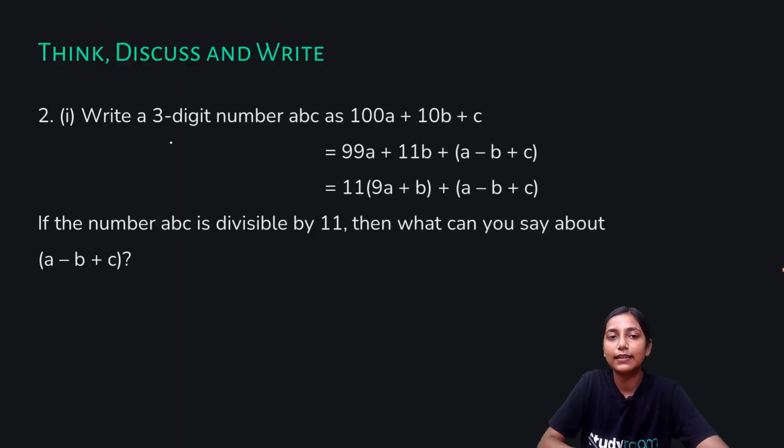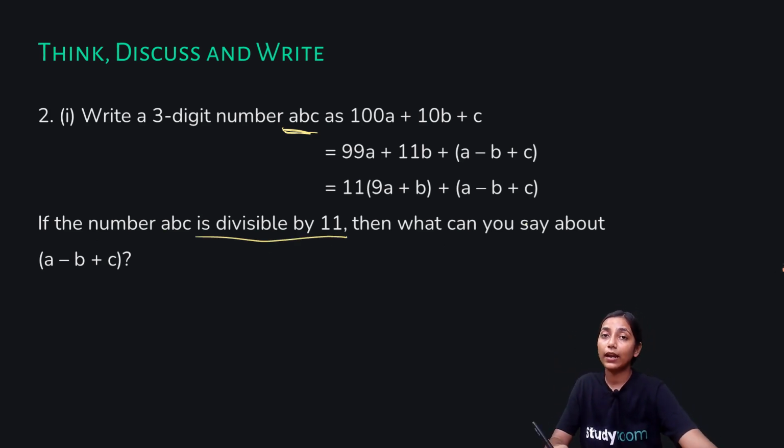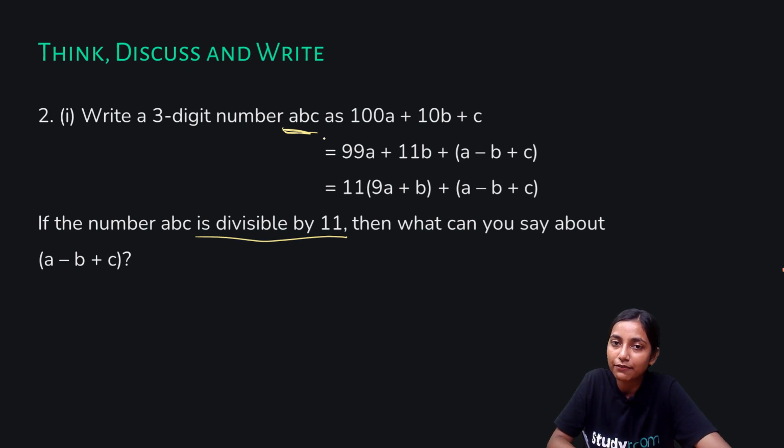Next, we have the second part: write a 3-digit number ABC as 100A plus 10B plus C. This can be written as 99A plus 11B plus A minus B plus C, which can further be written, taking 11 common, as 11 into 9A plus B, plus A minus B plus C. Now we are asked that if the number ABC is divisible by 11, then we are given that this whole 3-digit number that we took is divisible by 11. Then what can you say about A minus B plus C? So, 11 times 9A plus B is going to be divisible by 11 always. It does not depend on the values of A and B.